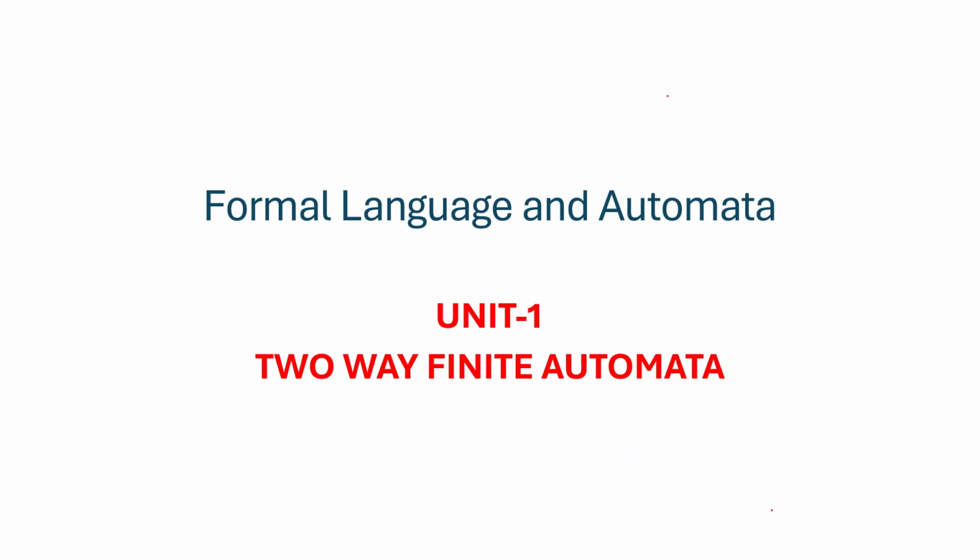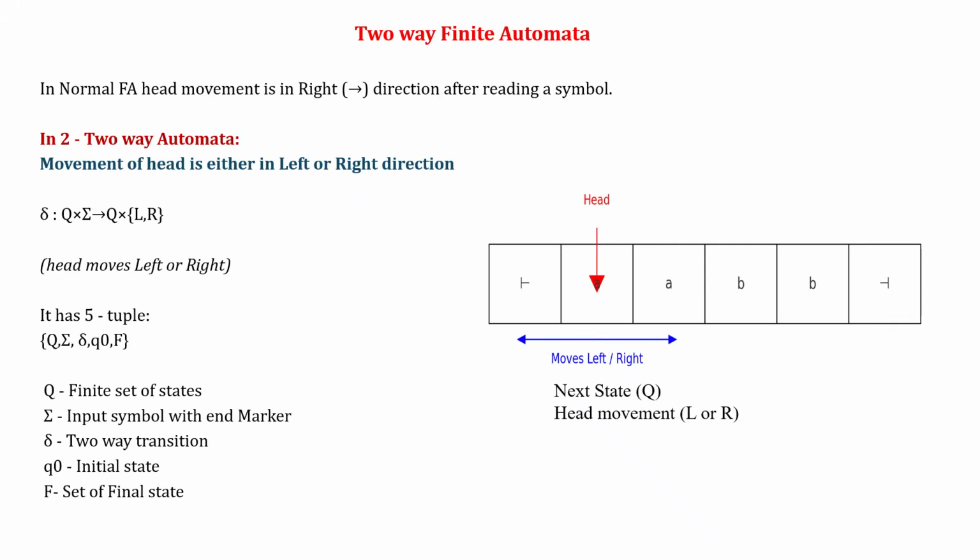Good morning. In this session, we discuss two-way finite automata. Before discussing two-way finite automata, we should know about normal finite automata. In normal finite automata, the head movement is in one direction only, that is the right-hand side direction.